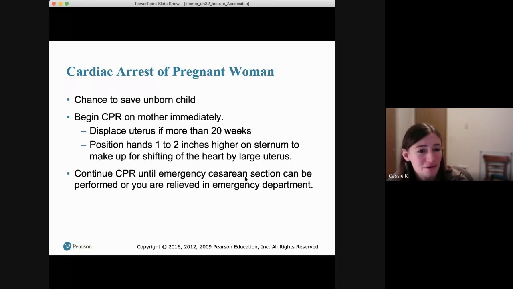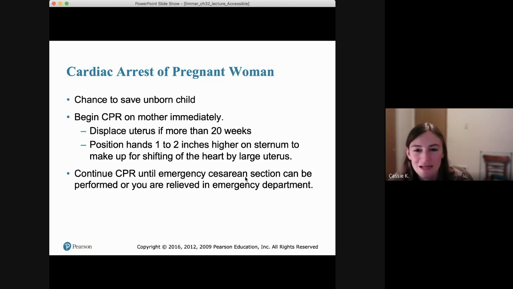Cardiac arrest of a pregnant woman. There is some chance to save the unborn child even if we are unable to save the mother. So you can displace the uterus, kind of shift it out of the way, if they're more than 20 weeks along. You're going to probably move your hands 1 to 2 inches higher on the sternum because the heart shifts as the uterus grows. Continue CPR to the hospital until there's a chance for an emergency C-section or the ER takes over.